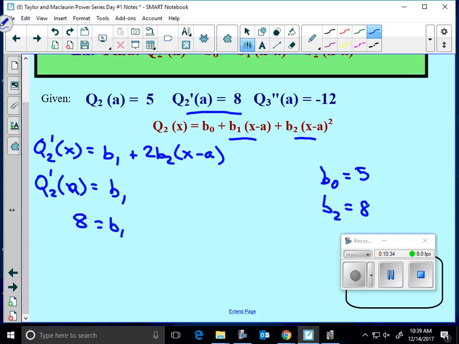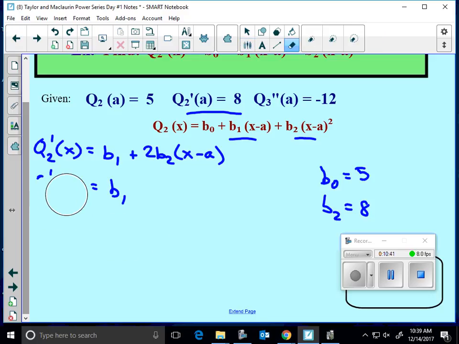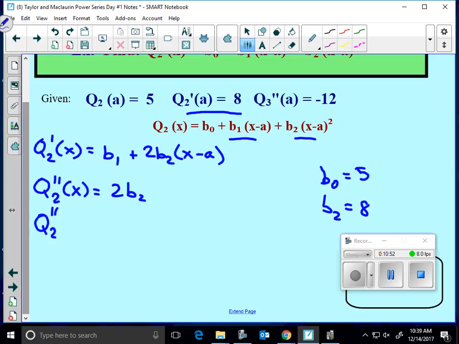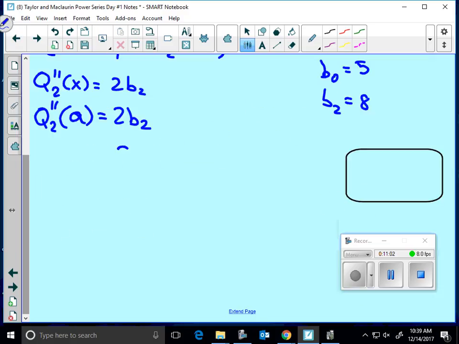Now the third one, you already know what's coming. What are we going to divide that negative 12 by? By 2. Yep. So watch it happen here. We're going to take the derivative of q prime, so it'd be q double prime of x. That would be 2b2. So q double prime of a, of course, won't change anything here because there's no x to plug a into. So 2b2 would equal negative 12, so b2 would equal negative 6.